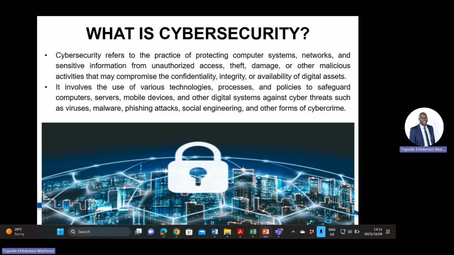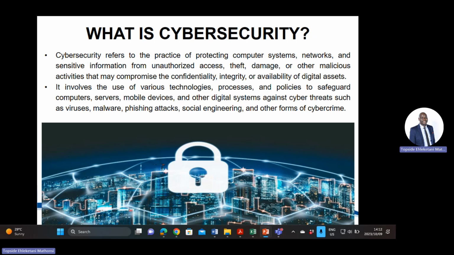So what is cybersecurity? Cybersecurity refers to the practice of protecting our computer systems, networks, and also sensitive information from unauthorized access, theft, damage, or other malicious activity that may compromise the confidentiality, the integrity, and the availability of the digital asset. In addition to that, it involves the use of various technologies, processes, and policies to safeguard computers, servers, mobile devices, and other digital systems against cyber threats, such as viruses that can infect our computers or our mobile devices so that we don't have access to our devices, or malware, or also phishing attacks.